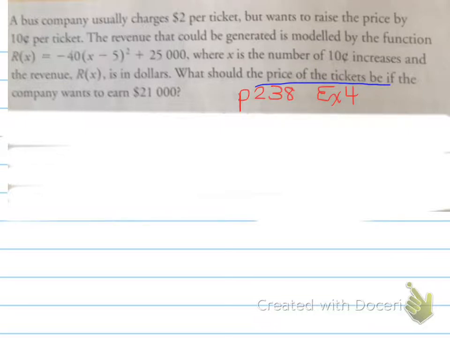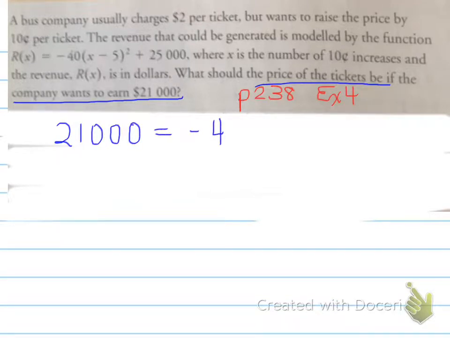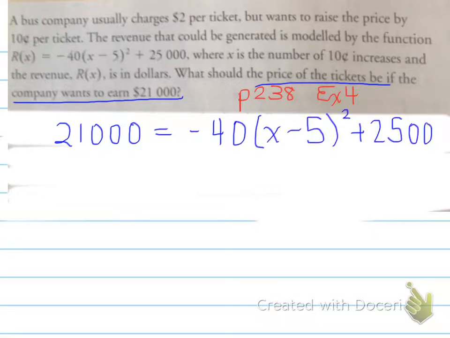$21,000? So from page 238, example 4, it's not asking for a maximum or minimum, so it's not asking for a vertex. What it's asking is, what should the price be if you need to reach a certain value? Well, that value is 21,000. That has to equal the equation. We have the equation in the problem. There it is, folks. And we set them equal to each other.